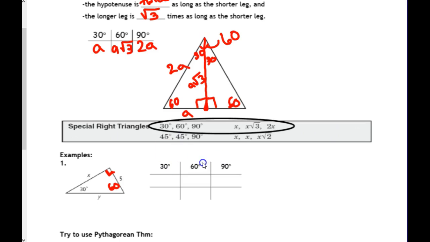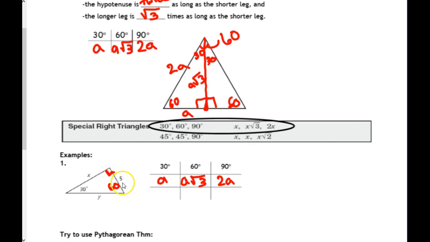60, 90. Now, what always goes on the second row? What do we have right here? A, square root of 3, and then 2, A. All right. Let's make that a little bit nicer. All right. Now, A square root of 3, and 2A. Now, if you remember from yesterday, we're going to figure out what side did they give us. So you tell me, which one of these sides is labeled?